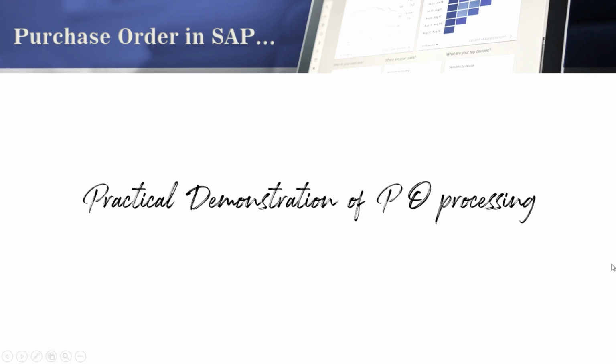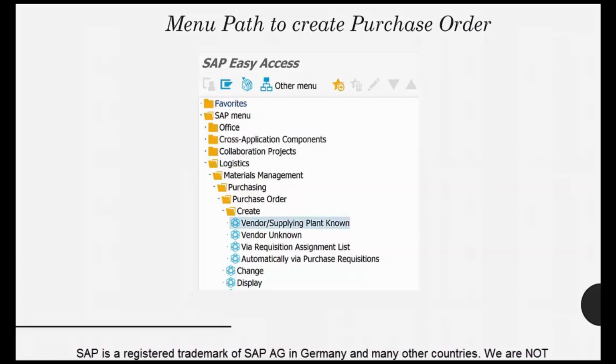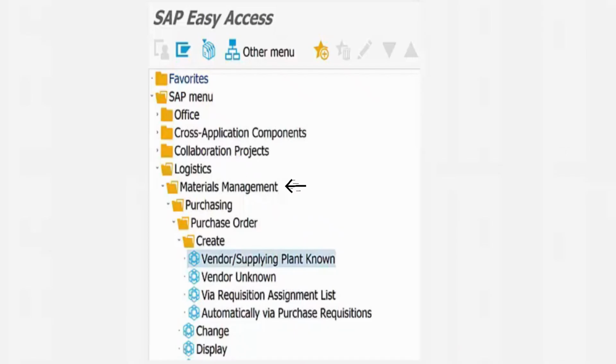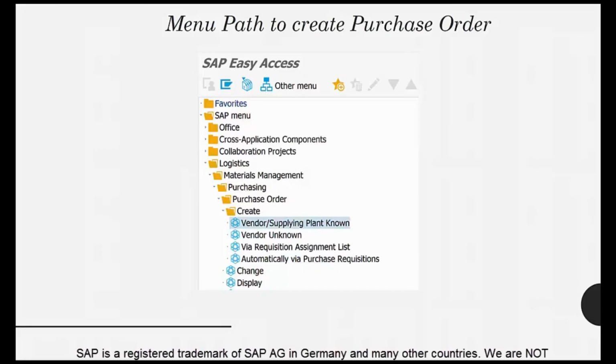And now we are going to have a practical demonstration of PO processing in SAP. We have already discussed SAP Easy Access and the SAP menu. So now, in order to create a purchase order and the processing related to it, we are going to select a path. Firstly, SAP menu, then logistics, then material management, then purchasing, then purchase order, and then create. So in create, we have a number of transactions to create the PO.